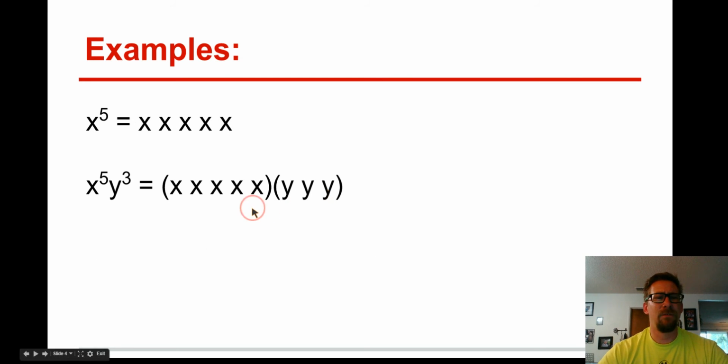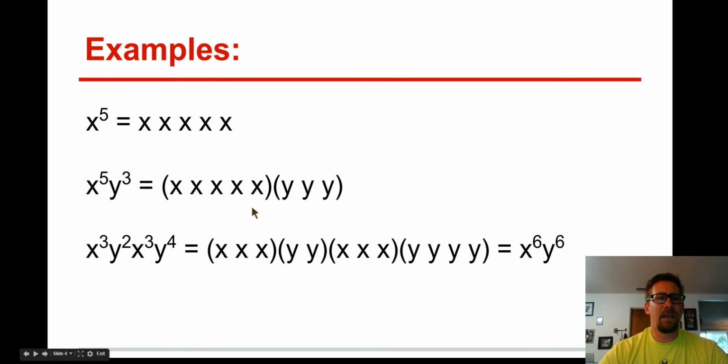What happens when you get something like this? X to the 3rd power, y to the 2nd power, x to the 3rd power, y to the 4th power. Well, expand that out, and you would get x times x times x times y times y times x times x times all the way down. And again, I'm just writing x to the 3rd is 3 x's, y squared, 2 y's, x to the 3rd, 3 x's, y to the 4th, 4 y's.